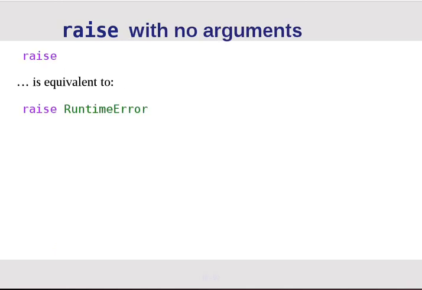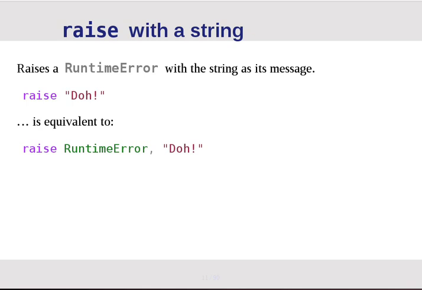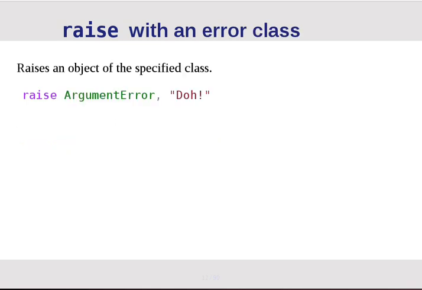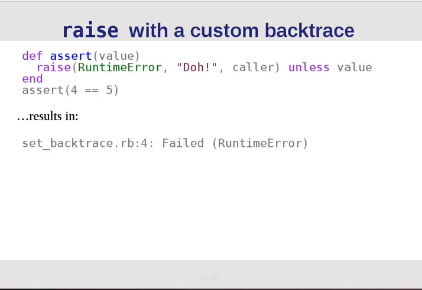Alright, very quickly, a few of the ways you can call raise. Raise with no arguments is equivalent to calling it with a runtime error. Raise with a string is equivalent to calling it with a runtime error and that string. You can provide an explicit error class to raise an object of that class. You can raise with a custom backtrace to override the default backtrace. This is useful for methods like assertion methods, where you really don't want the backtrace to point back to the implementation of assert. You want it to point to where assert was called.